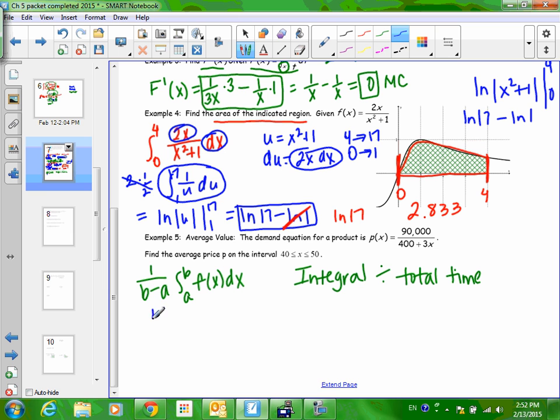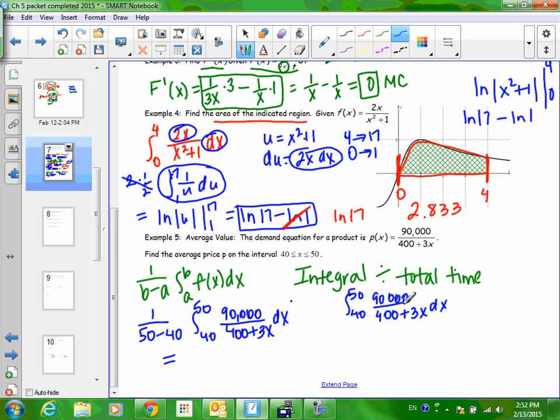So this is what I mean, okay? You can go 1 over 50 minus 40, and you can integrate from 40 to 50 of this function. They're going to give you the function here. And you just evaluate that whole thing in your calculator. Or you can do the integral from 40 to 50. You don't have to write both of these things down, by the way. Write the one down you think is going to help you.